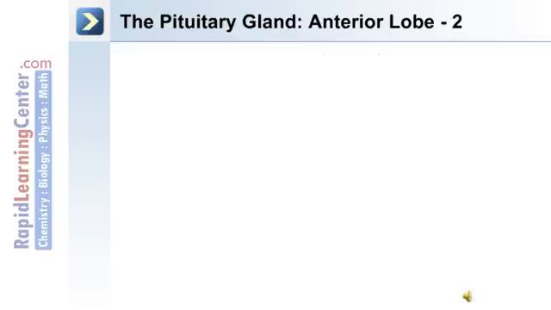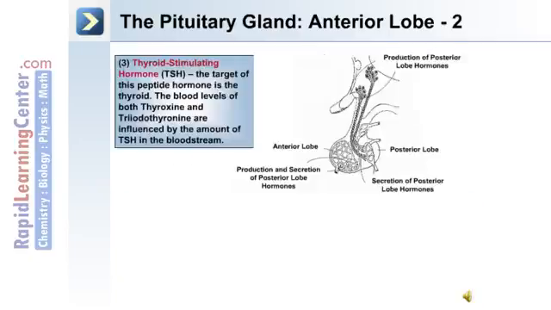The third hormone produced by the anterior lobe of the pituitary gland is thyroid stimulating hormone, or TSH. This hormone targets the thyroid gland, and the blood levels of both thyroxine and triiodothyronine are influenced by the amount of TSH in the bloodstream.